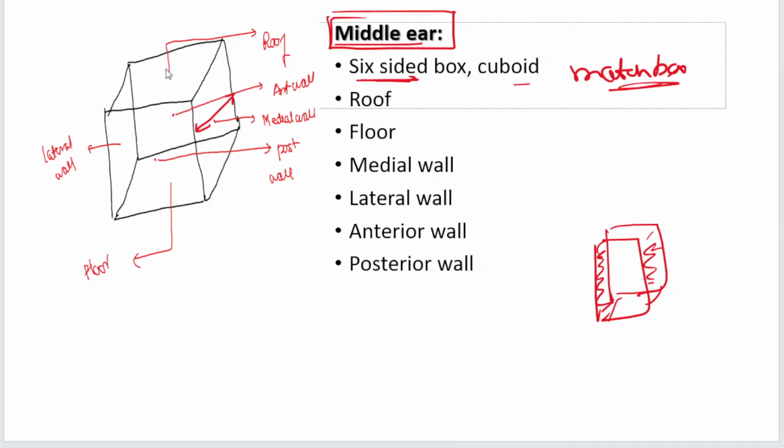So what does this have? This has a roof. The part above is the roof. It has a floor. It has a medial wall. It has a lateral wall, and this part is the anterior wall. This part is the posterior wall. So it has six sides: roof, floor, medial wall, lateral wall, anterior wall, and posterior wall.